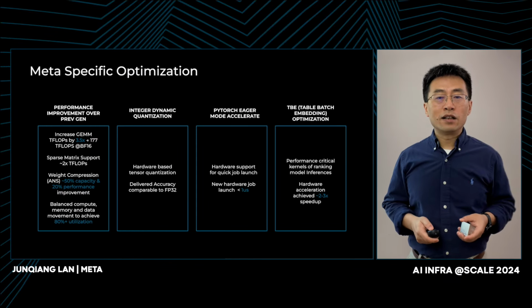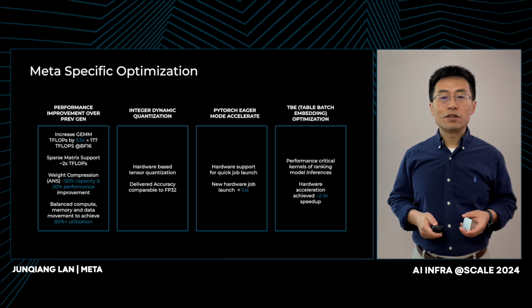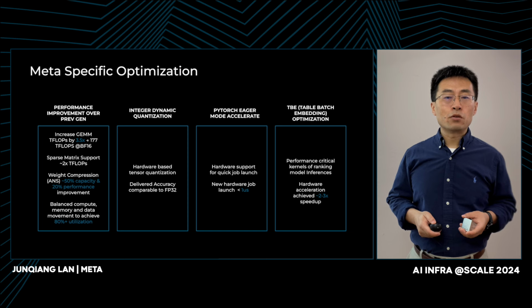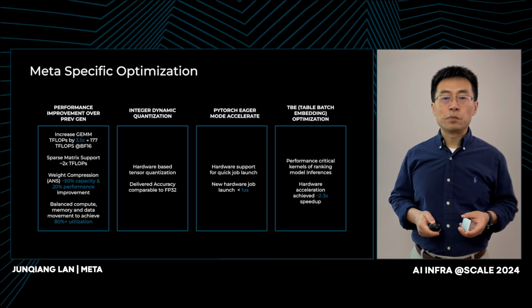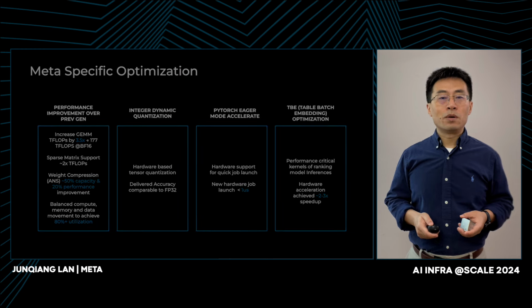And the three detailed optimizations I'm going to dig a little bit deeper into are small-precision integer, int8 quantization, dynamic quantization support, PyTorch eager mode, and also the table batch embedding optimization. Let's dive into these optimizations one by one.